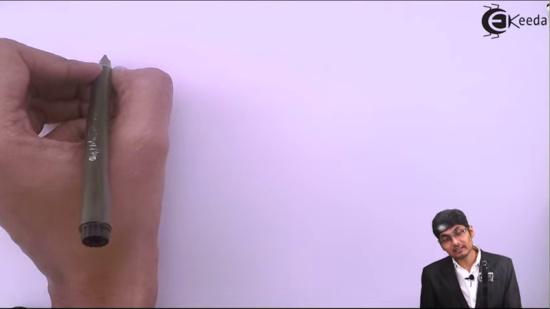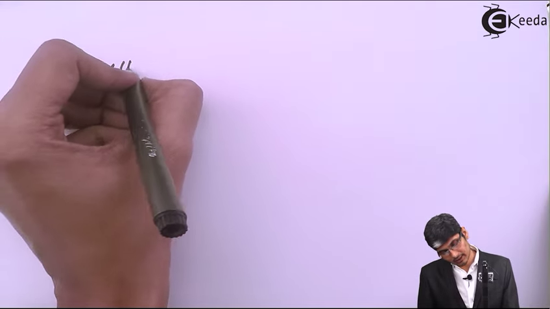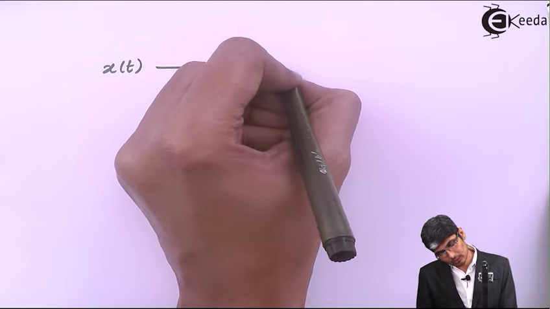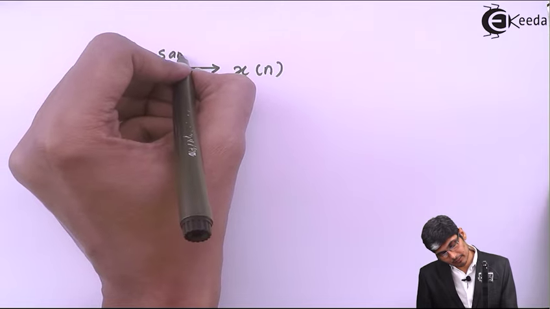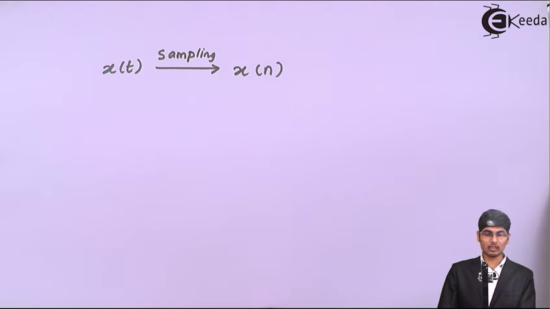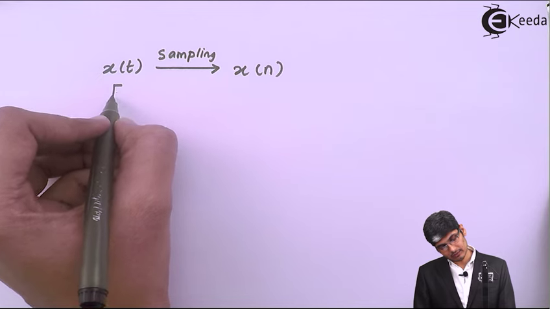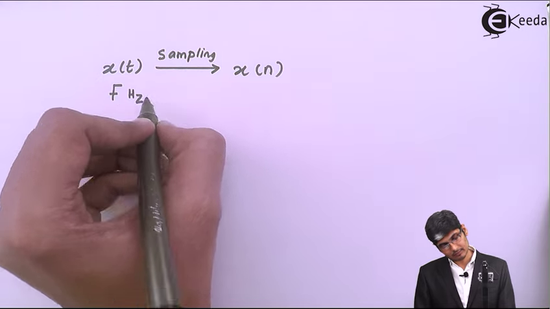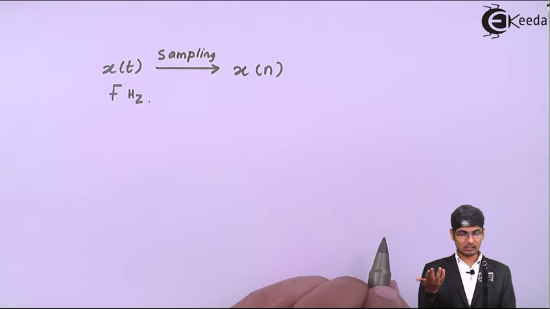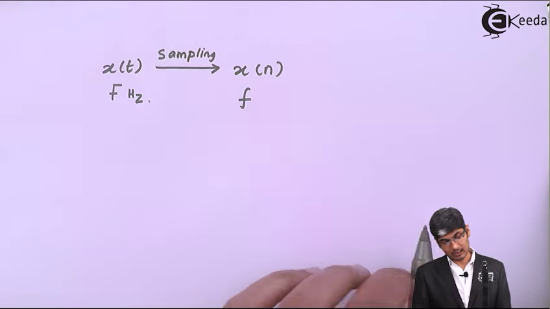Sampling is a process which gives you a discrete signal. So I have a continuous time signal, let's say x of t, and I do the sampling on this signal and it produces x of n. Let's say the signal is periodic with a frequency of F hertz, and when I sample it, I get a periodic sequence with small f.